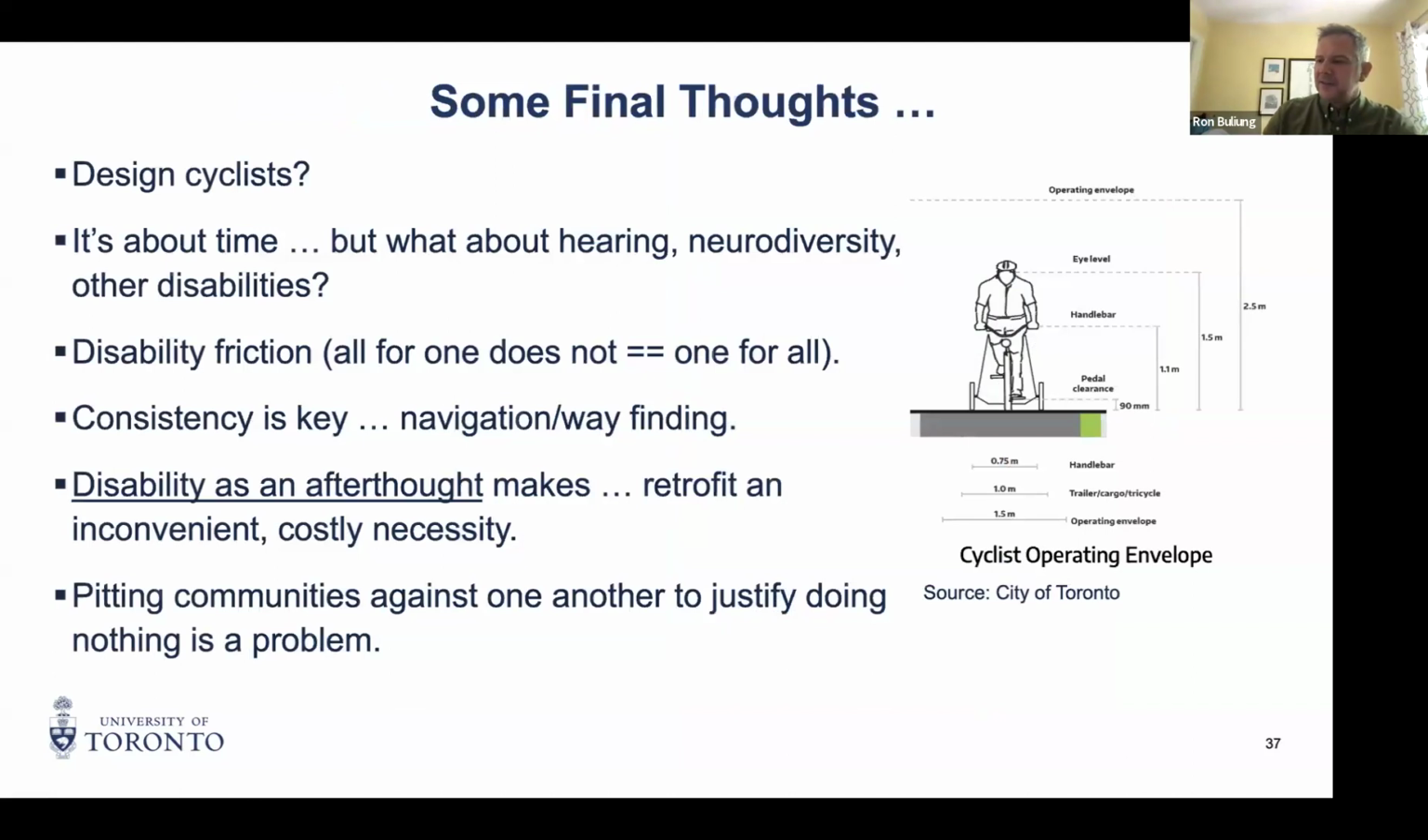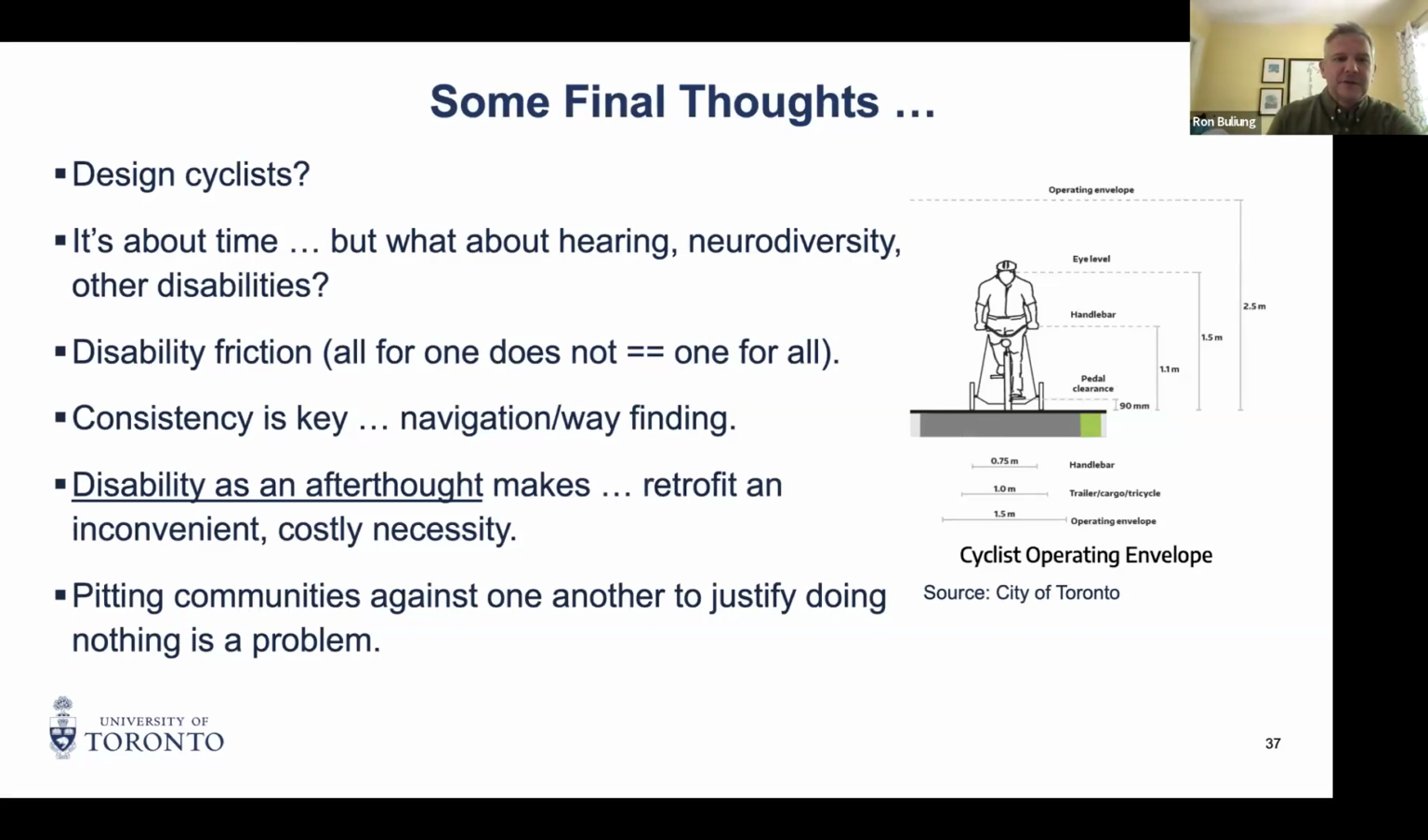All right, some final thoughts in our rapid-fire tour. Design cyclists. The cyclist operating envelope. This is an image that I took from the draft bikeway design guidelines in the City of Toronto. And if you go back and think about my title slide, there's so much variability in terms of the height and width of cycle technology that may be used by disabled and non-disabled riders. I've written a bit about this sort of thing as well, disability and cycling technology. And so you might want to be thinking about that width issue and accommodating a wider range of vehicle types.